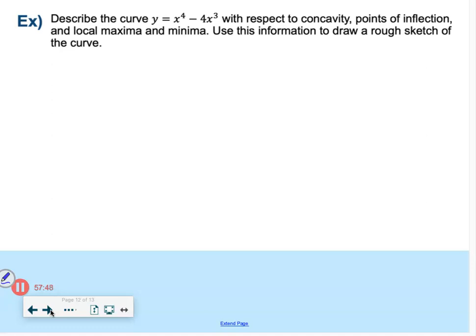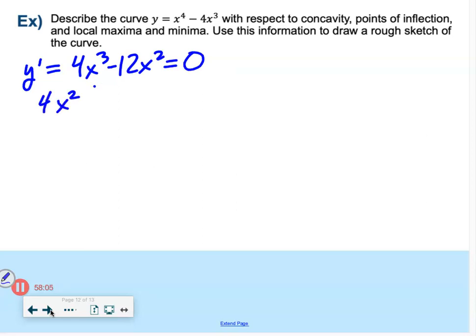All right. We're going to start by finding y prime. Everyone together, yell out y prime. 4x cubed minus 12x squared. Good. That was so enthusiastic. All right. So we've got that. I'm going to pull out a 4x squared. So I end up with x minus 3. Critical numbers at 0 and 3.